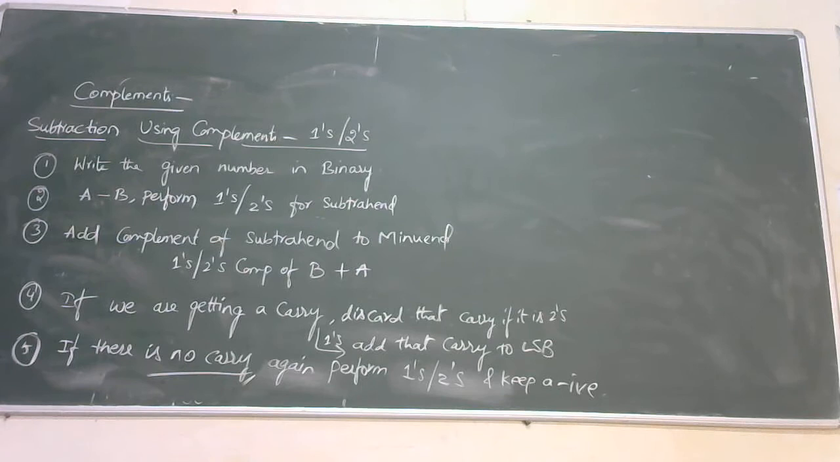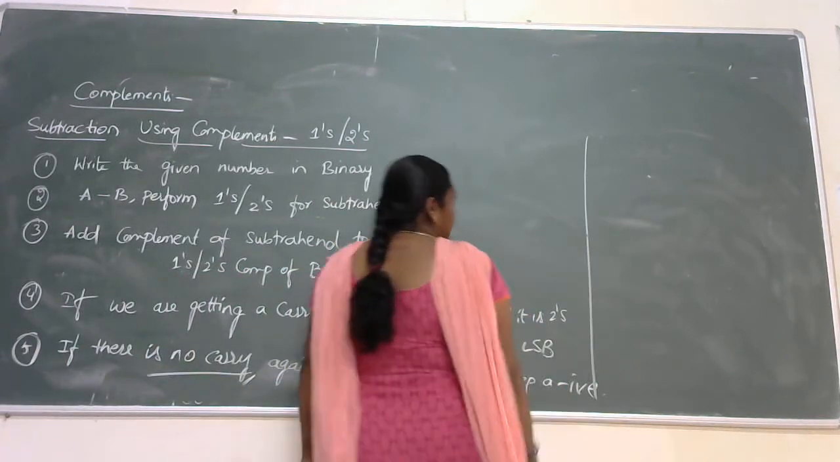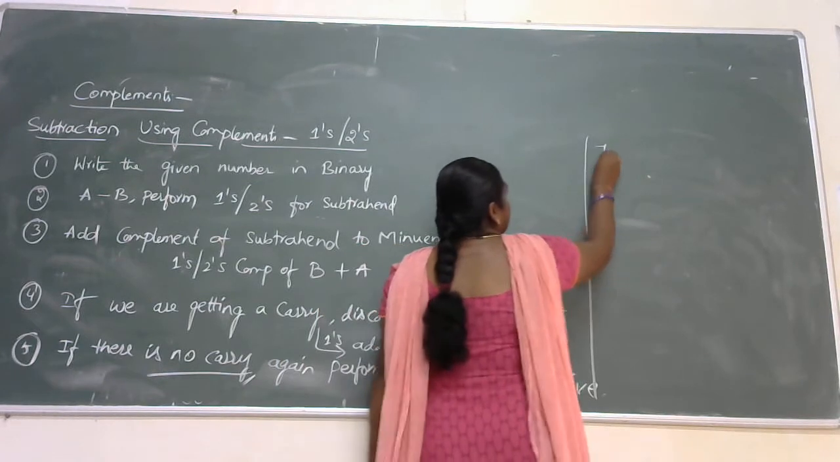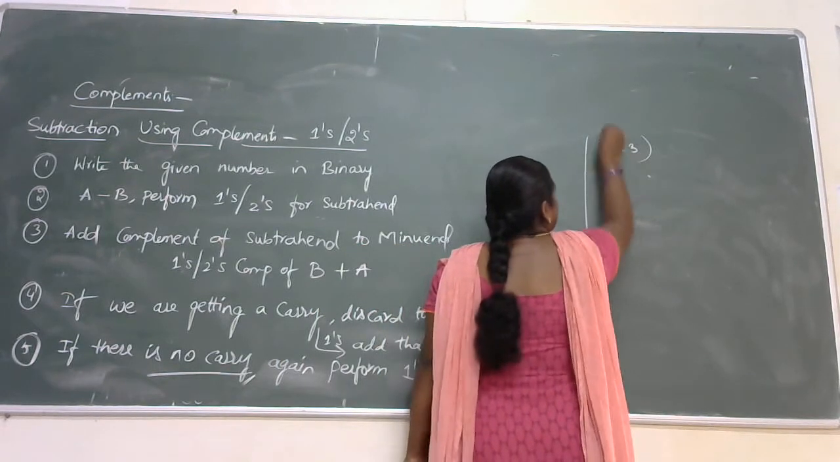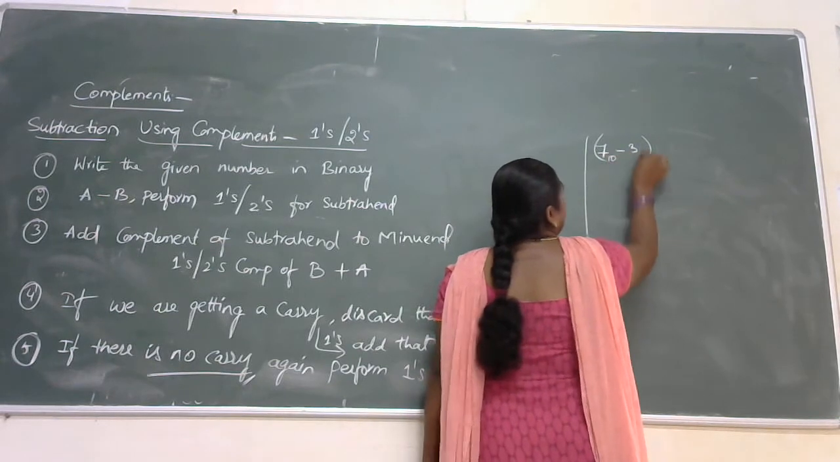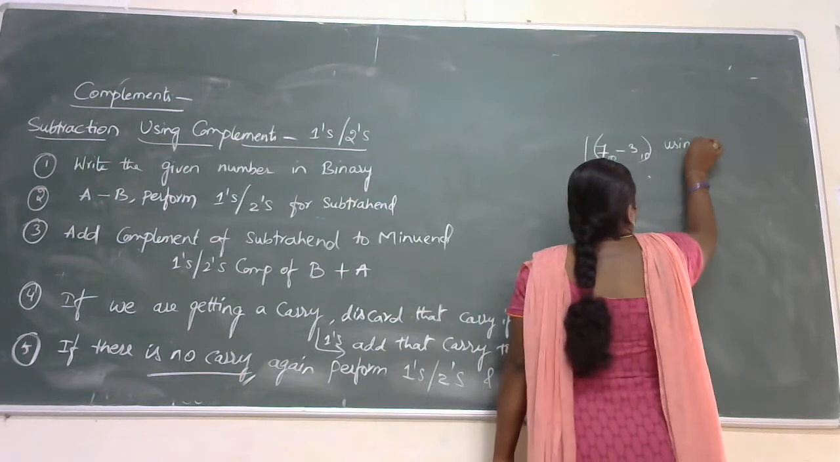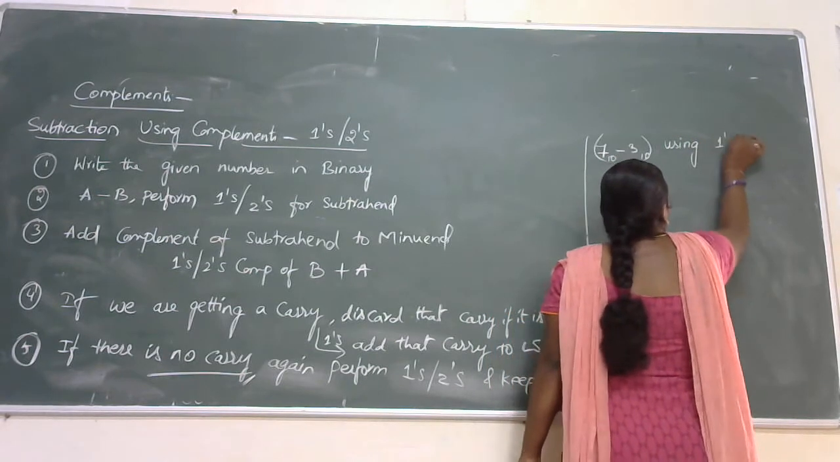number while performing a subtraction operation. So let us do the subtraction operation using either a 1's complement or a 2's complement. Now let me take a simple example of 7 minus 3. That is, 7 is a decimal number, 3 is also a decimal number, but I want to perform using 1's complement.